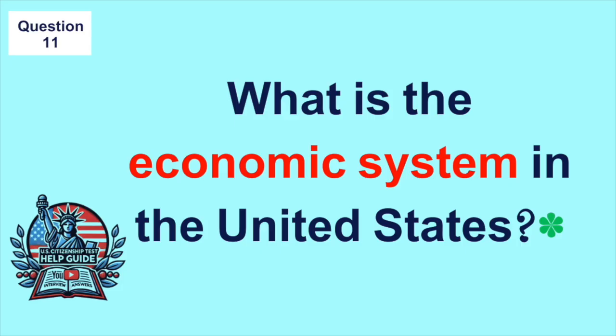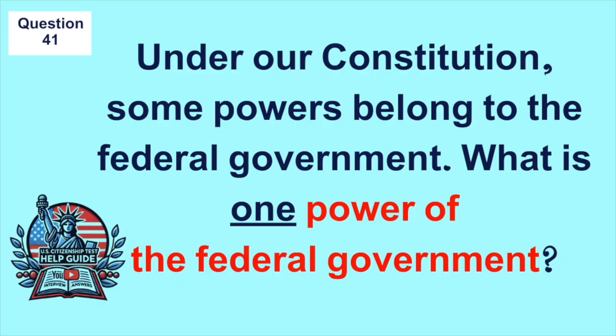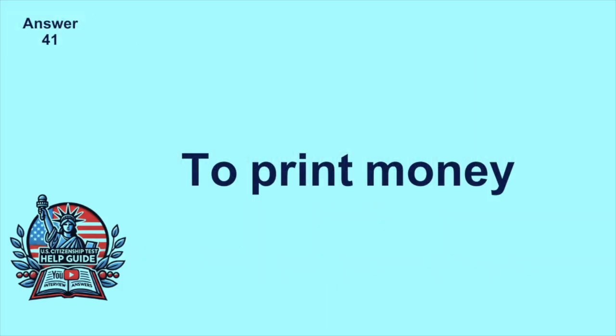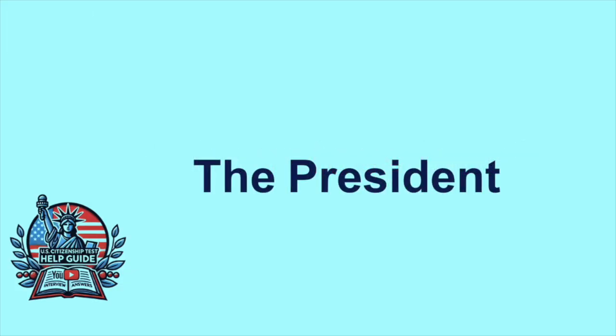What is the economic system in the United States? Capitalist economy. Under our Constitution, some powers belong to the federal government. What is one power of the federal government? To print money. Who vetoes bills? The President.